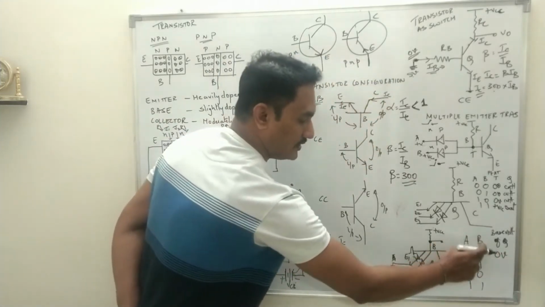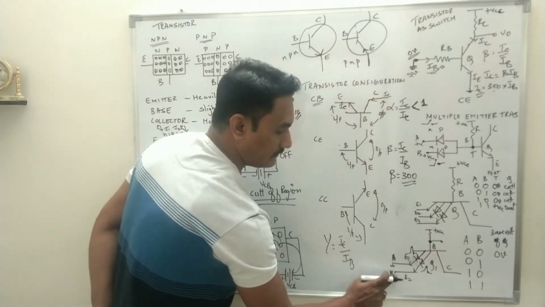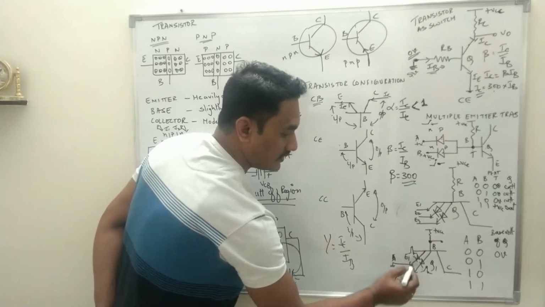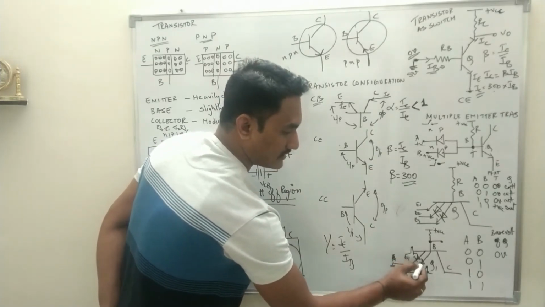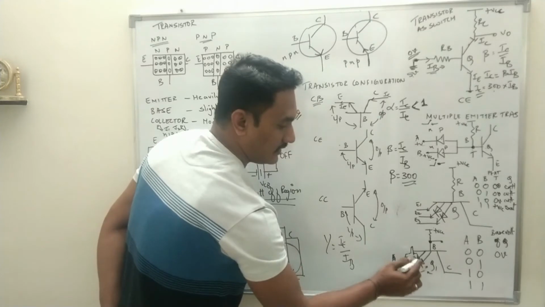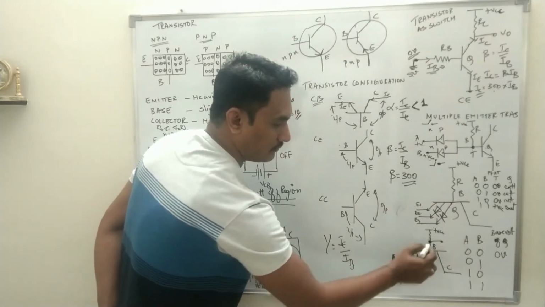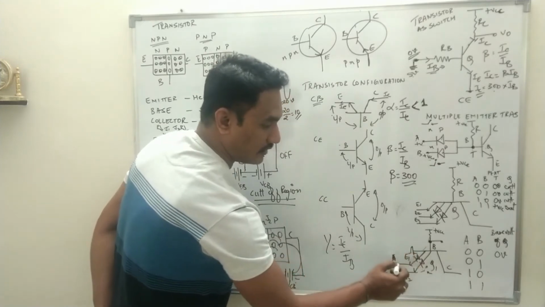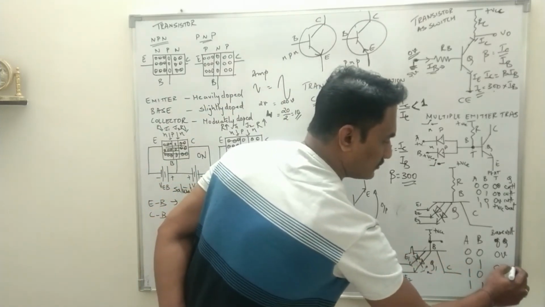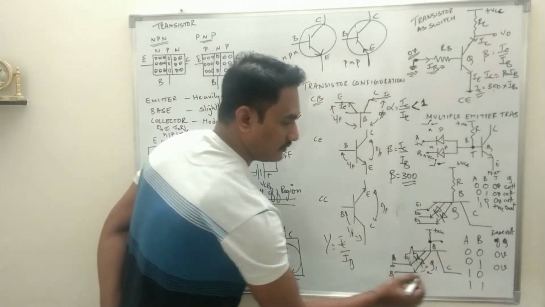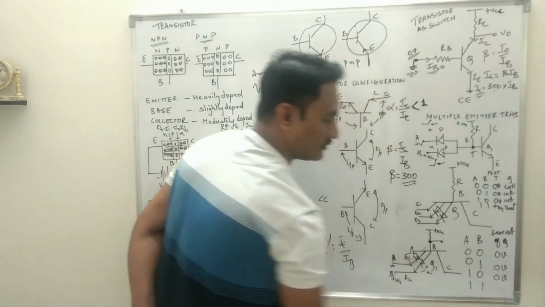Similarly, A is 0 and B is 1. A is still grounded, B will be plus VCC. So now the upper diode is forward biased, and the lower diode is reverse biased. If any one of the diodes is forward biased, current will flow through that diode to ground. The base will be connected through the diode to ground, so the base voltage will be 0 volt. For 1 0, the same condition will prevail: 0 volt.